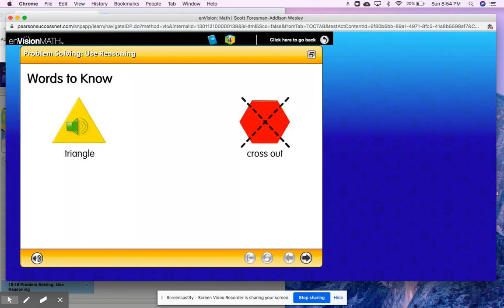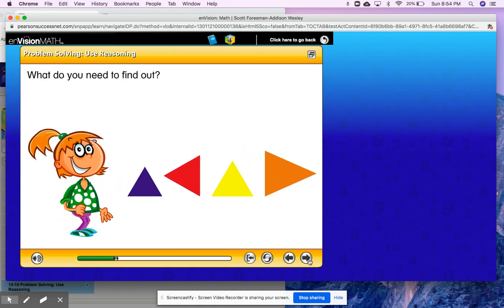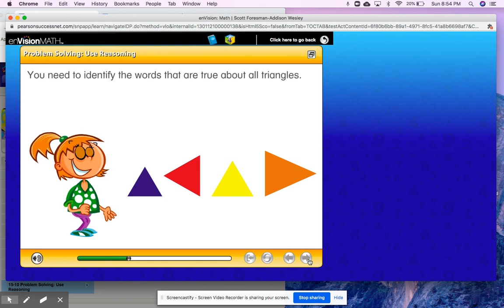Our words to know. Triangle. Cross out. Read and understand. All of these are triangles. Circle the words that are true about all triangles. What do you need to find out? You need to identify the words that are true about all triangles. So when they give us clues, we need to decide, is this true about all triangles?